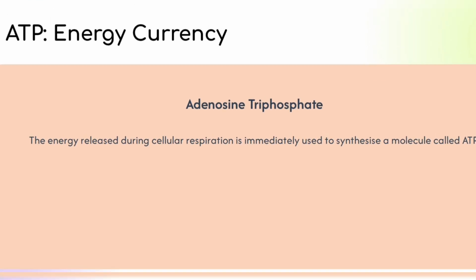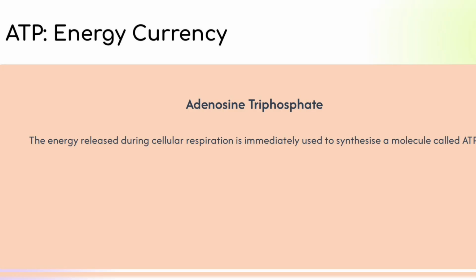The energy released during respiration is not used directly by the cell. Instead, it is immediately used to make a special molecule called ATP. ATP is known as the energy currency of the cell. Just like we use money to buy things, the cell uses ATP to carry out all its activities.